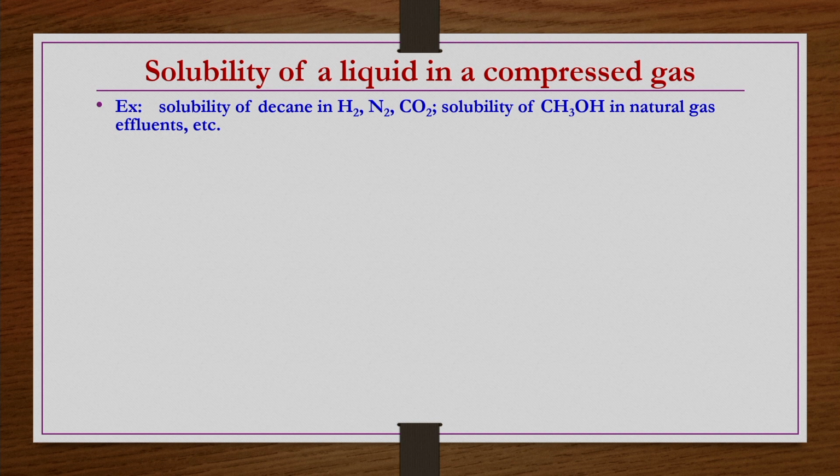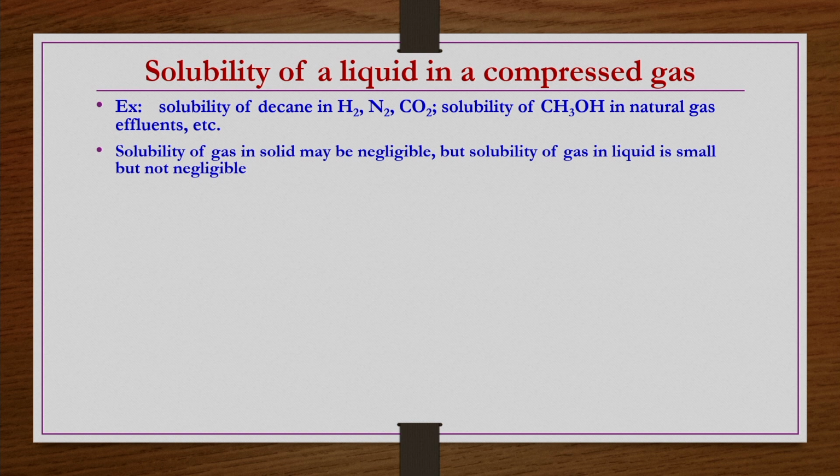Examples where a liquid is dissolving in a compressed gas include the solubility of decane in hydrogen, nitrogen or carbon dioxide, and the solubility of methanol in natural gas effluents. Solubility of gas in solid may be negligible, but solubility of gas in liquid is small but not negligible. So, x1 also we have to find out in addition to y2 that we did in the previous case.